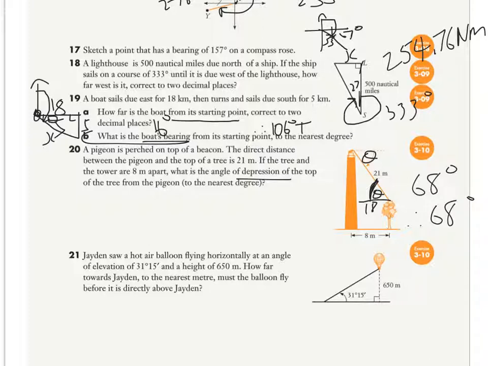Okay, 21. Last one we have, right, how far towards Jaden to the nearest metre must the balloon fly? Now, so that is that there, that distance, which is the same as that distance there. So we have tan 31.15 equals 650 over x. Now x is on the bottom, so switch. So it will be x equals 650 divided by tan 31.15, and we get 1071 metres because it's to the nearest metre.